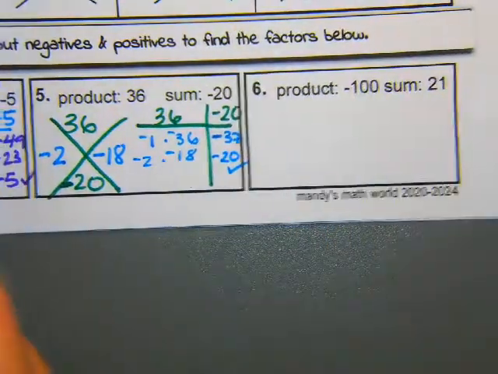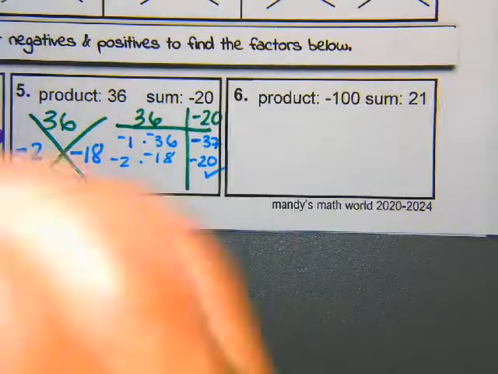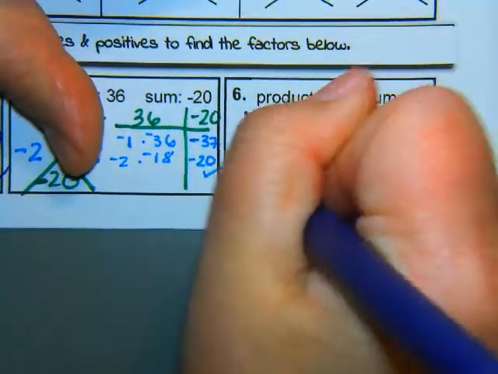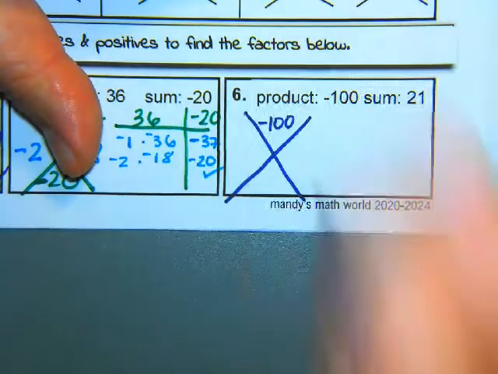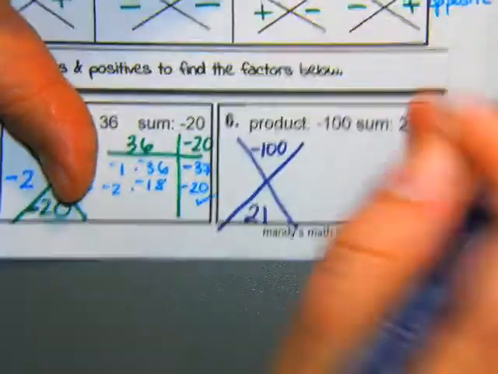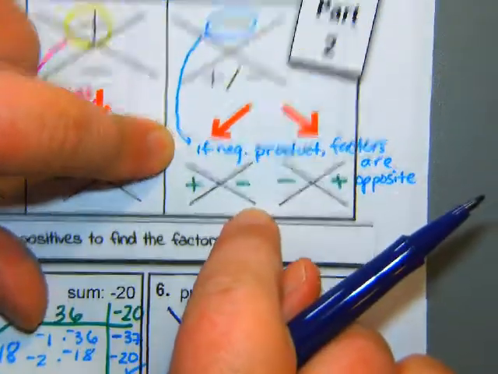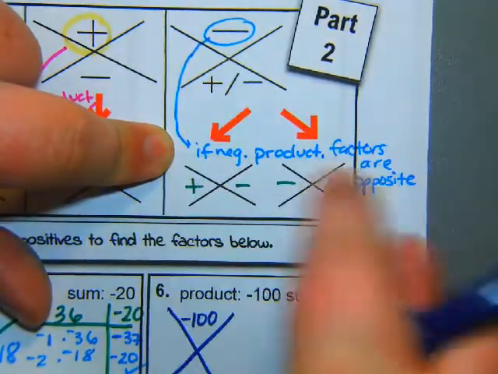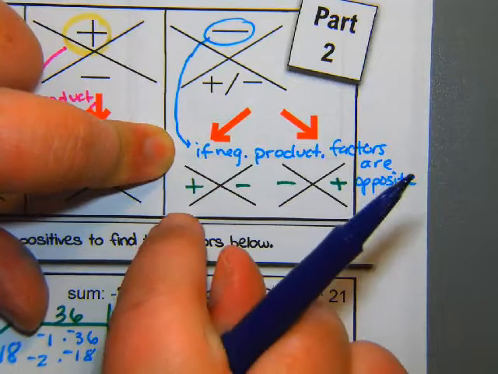All right, last one. Here we have a product of negative 100 and a sum of 21. So again, this fits into this last category. Since the top is negative, the factors will be opposite. One will be positive and one will be negative.